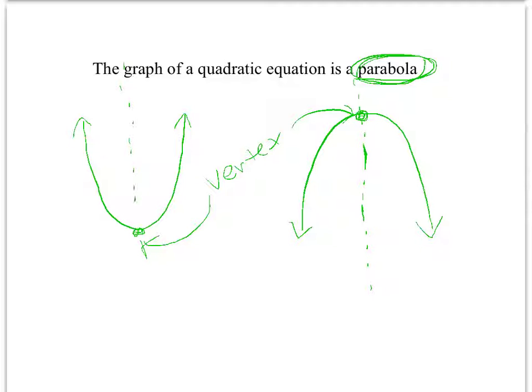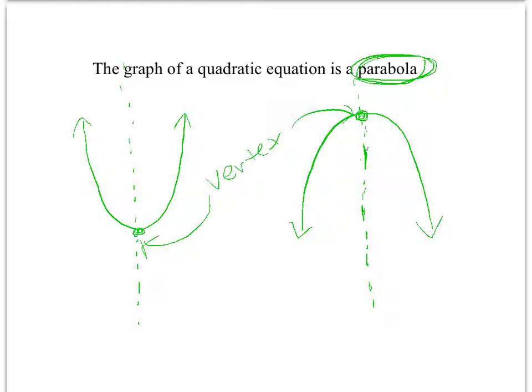This is an imaginary line, so it's not a line that you actually see on a parabola. If you folded the parabola in half on that line, it would match up identically, which we're going to use to help us graph. Also, you'll notice that the vertex is on the axis of symmetry.